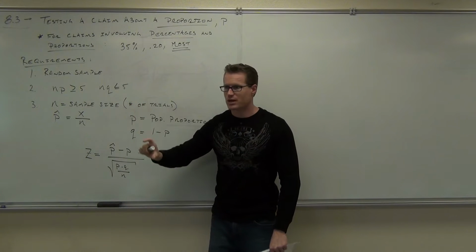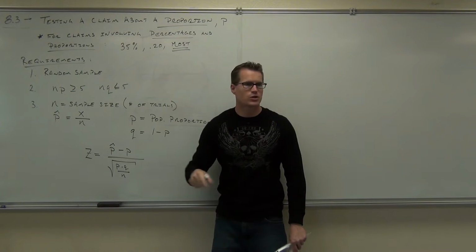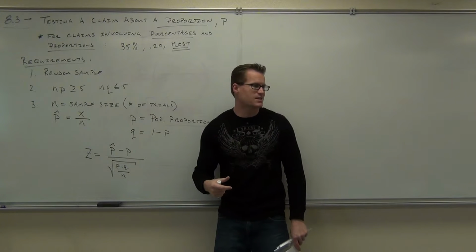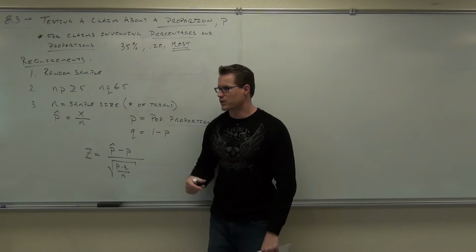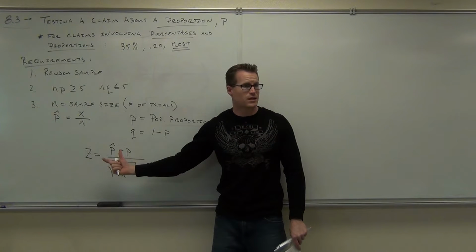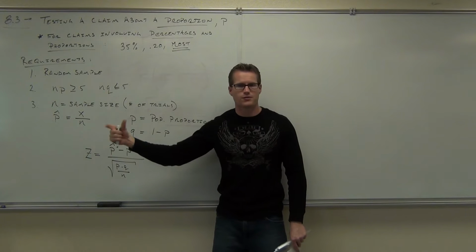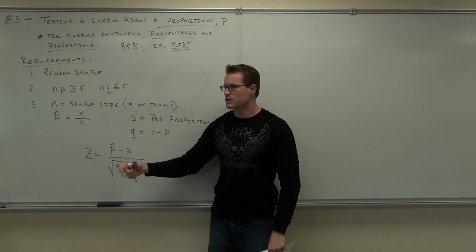So it could be given directly to you, or like on some of your homework, you might have had to find it. If I said 634 out of 1,000 people felt this way, well, your p-hat's not 634, it's 634 divided by 1,000, or 0.634.